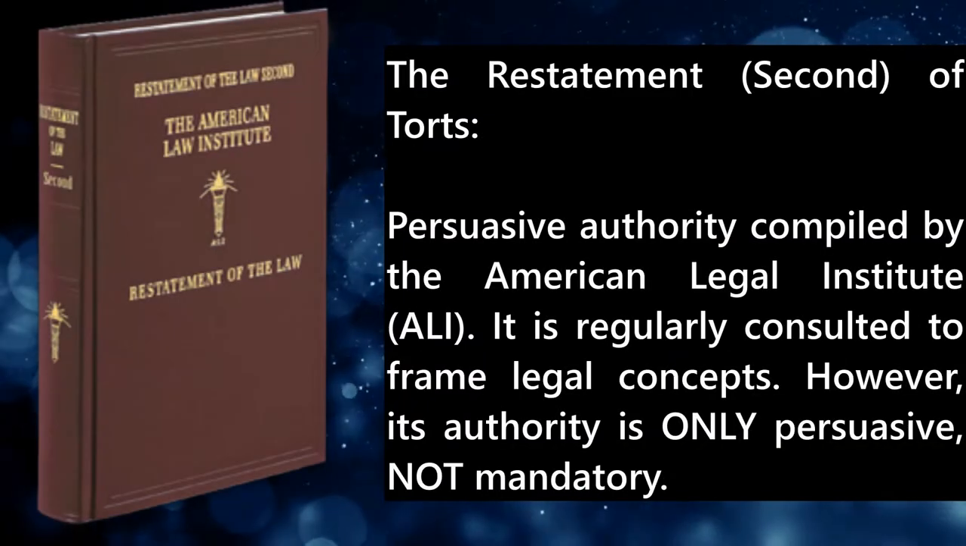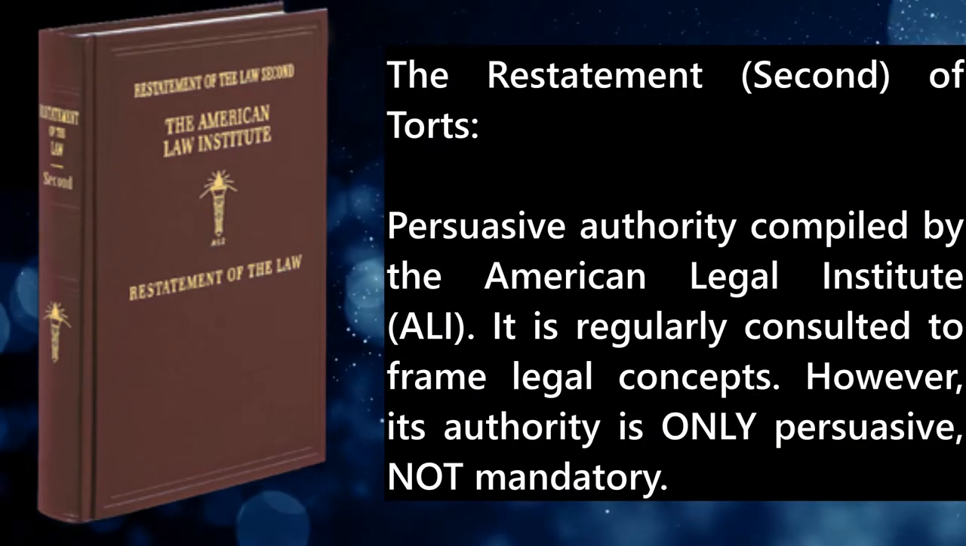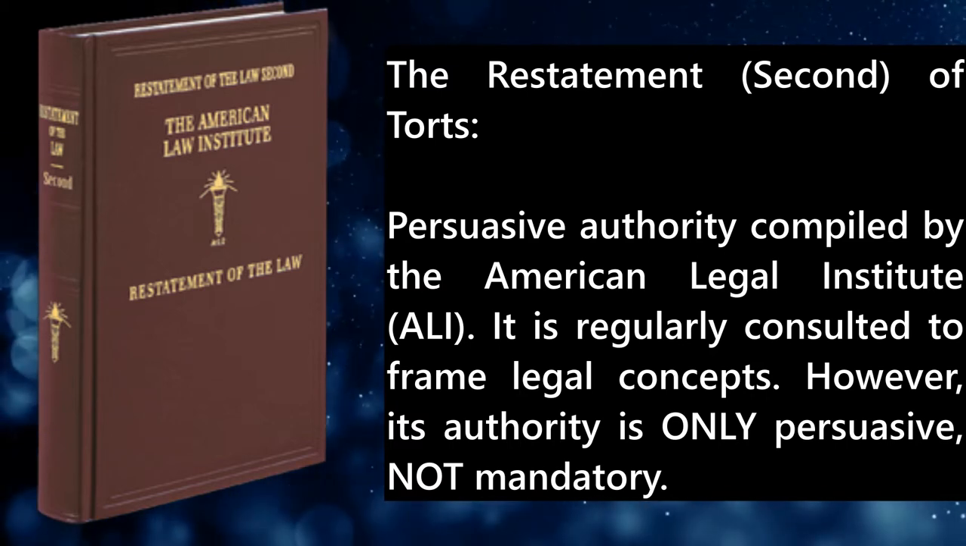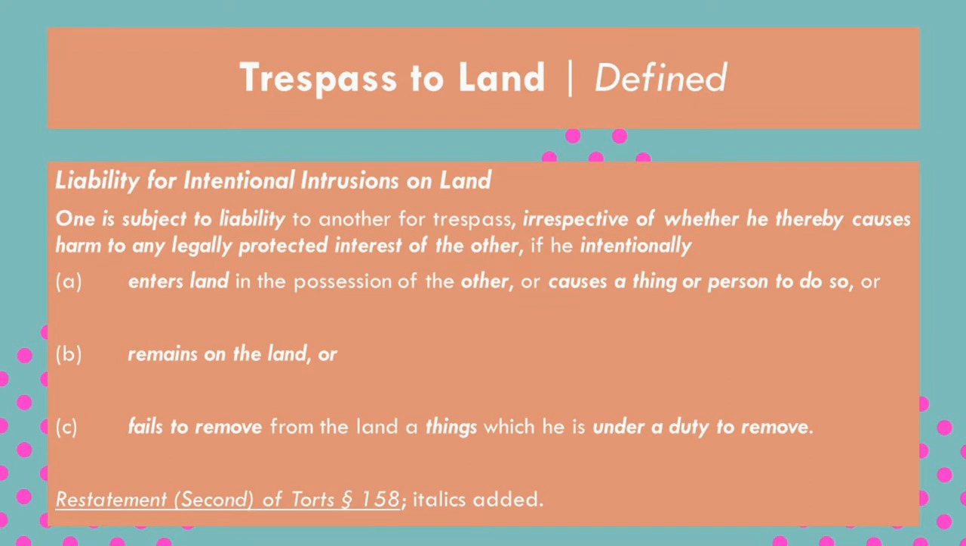The Restatement Second of Torts, Section 158, defines the circumstances under which liability for intentional intrusions on land can attach. It provides that, quote, one is subject to liability to another for trespass, irrespective of whether he thereby causes harm to any legally protected interest of the other, if he intentionally, A, enters land in the possession of the other, or causes a thing or person to do so, or B, remains on the land, or C, fails to remove from the land a thing which he is under a duty to remove.